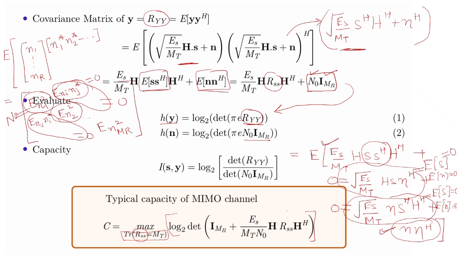How are you getting this? You are basically getting this by substituting the R_YY expression and then dividing it by N naught. You will get I_MR plus Es by N naught, because Es by N naught is here, Es by Mt N naught H R_SS H Hermitian divided by N naught. So this is how you will get the capacity expression. At this point, this is the capacity of the MIMO channel. Next, we will try to find out what is the meaning of this particular expression.